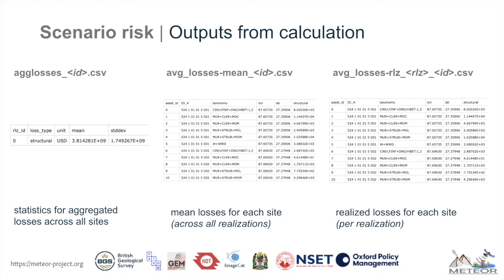However, if we considered a ground motion model logic tree, we might have multiple realizations, and this would provide us the average losses across those realizations. Next, we have average losses-rlz, or realization, which will provide the realized losses for each site. So this file will exist for each realization that we have run. Again, in this case, we are only considering one ground motion model, which means we only have one realization, which means that the values in this CSV will exactly match the values in this mean CSV.